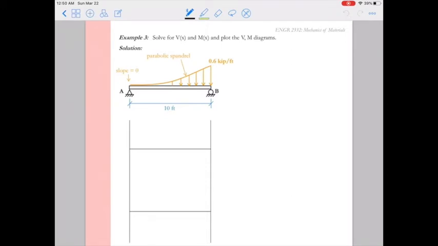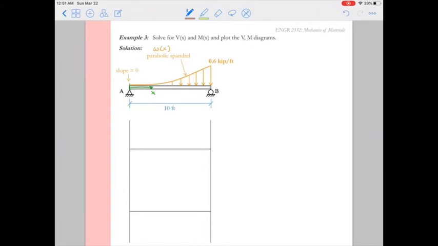So in example 3, we have a parabolic spandrel, and this is just another load, so don't freak out about it. A lot of times we have different loads on our beams, and we just have to learn to be comfortable handling whatever loads those happen to be. Now, this load, this parabolic spandrel, can be generalized as omega x. And that's going to be one of the things we need in order to solve this problem.